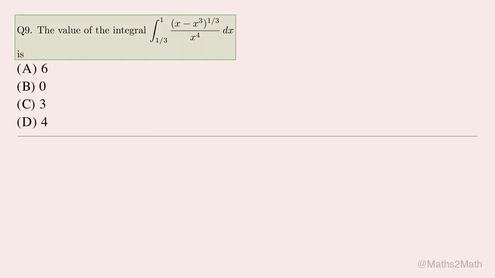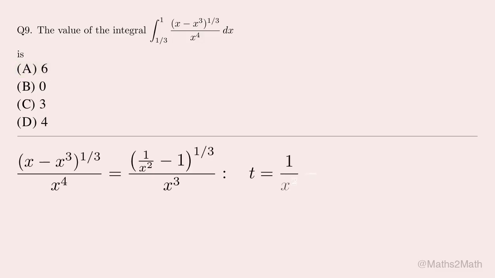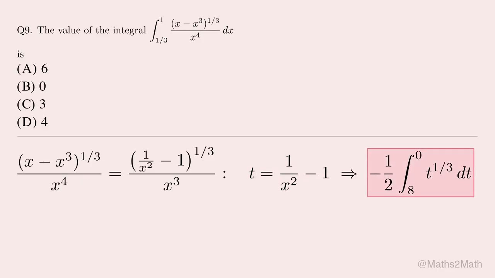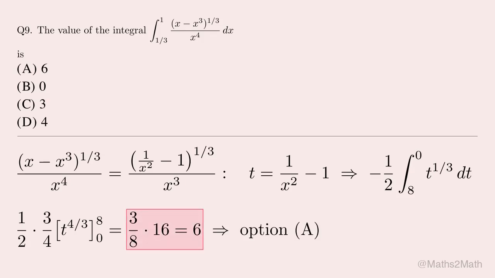Question 9, multiple choice. Factor x cubed inside the cube root. The substitution 1 over x squared minus 1 cracks it. Pull x from the root. The integrand becomes the cube root of 1 over x squared minus 1 over x cubed. With t as 1 over x squared minus 1, dt is minus 2 over x cubed dx. Flip the limits and integrate 3/8 of 8 to the 4/3, which is 6. Option A.